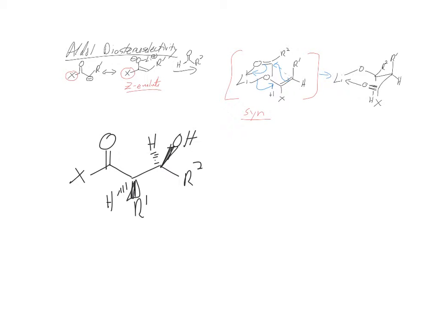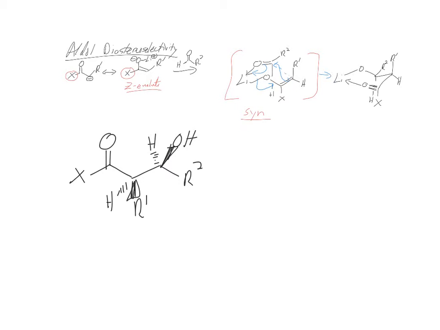So that becomes diastereoselective because you're only reacting the Z enolate. It's only reacting in a certain way. You always have the Z enolate, so the oxygen and the R here are always on the same side. They're always on the same side.